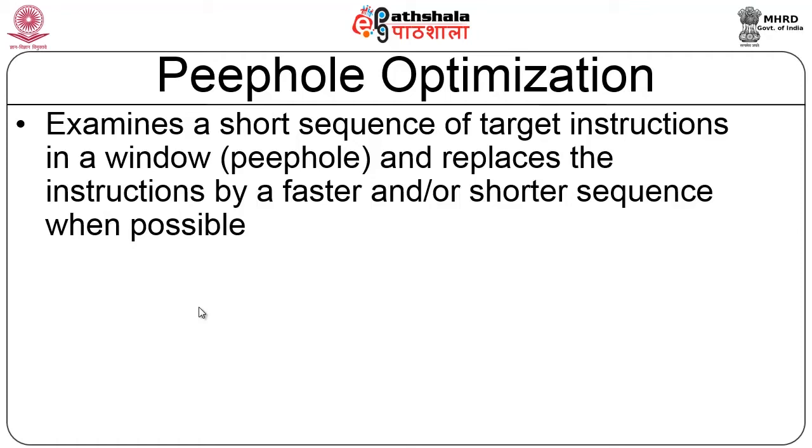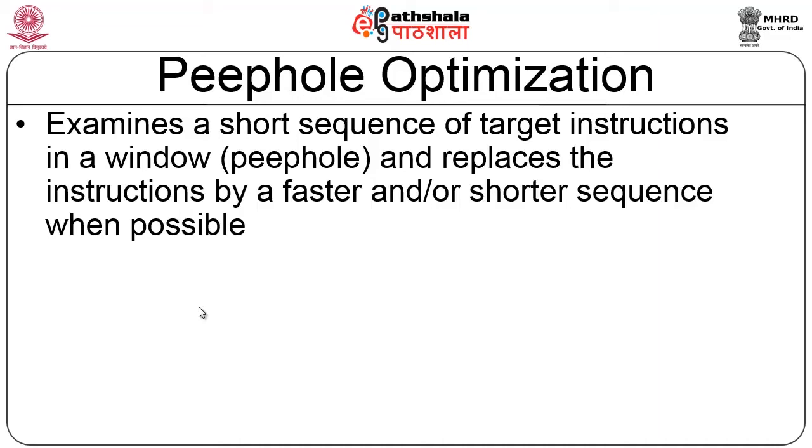Now, peephole optimization is a classic technique where we observe a short sequence of target instructions. This short sequence is typically looked at through a window, therefore it is called a peephole. It is very local, in the sense that it is not even with respect to one basic block, it is with respect to only a sequence of 4 or 5 instructions, and within those instructions, how much optimization is possible.